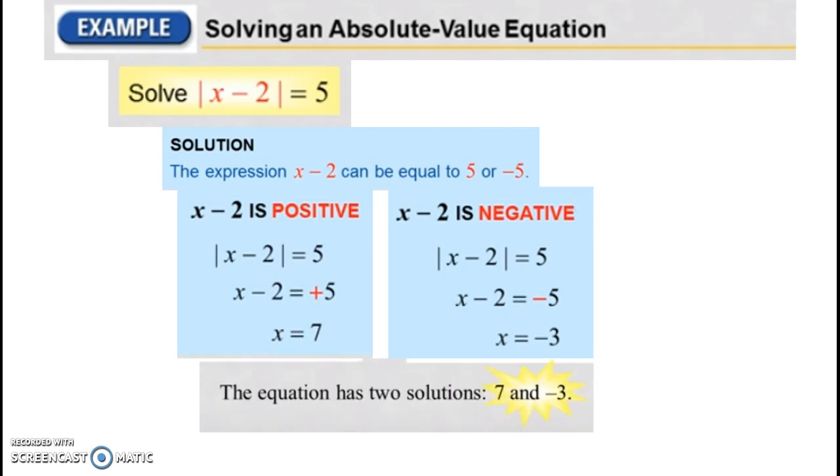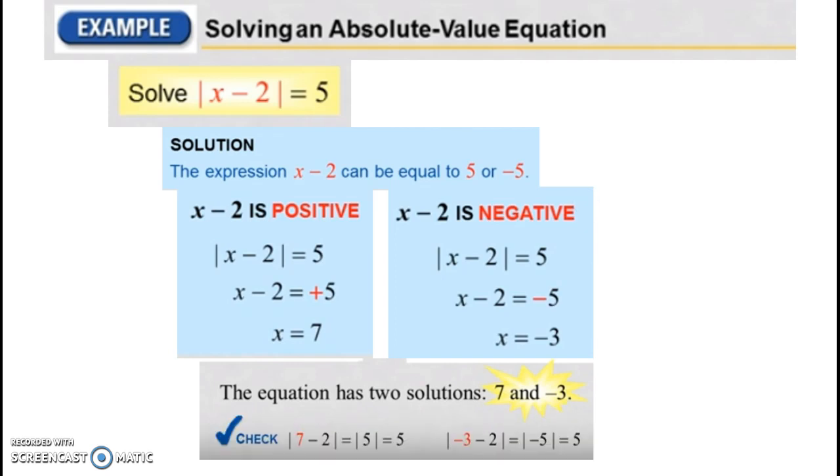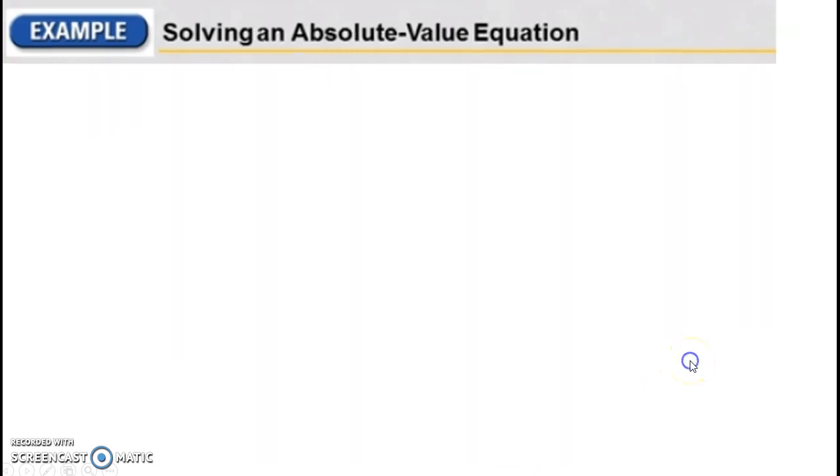So our two solutions are 7 and negative 3, but we also want to make sure that we check our answers. When we plug 7 into the original equation, we have the absolute value of 7 minus 2, which is the absolute value of 5, which is 5, and so that works. Then we also want to plug in negative 3. The absolute value of negative 3 minus 2 is the absolute value of negative 5, which is 5 as well, so both of them work.